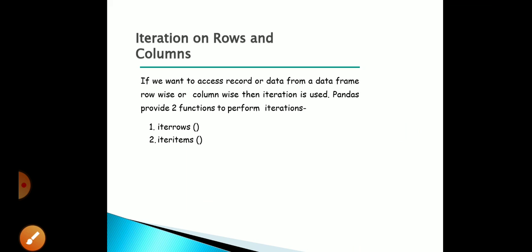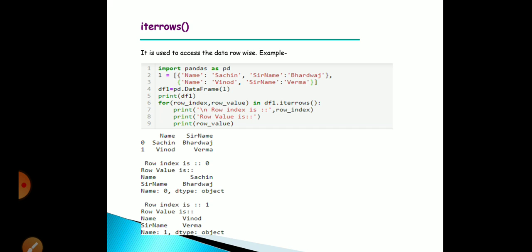Next, iteration on rows and columns. What is iteration on rows and columns? If we want to access records or data from a data frame row wise or column wise, then iteration is used. Pandas provides two functions to perform iteration. First is iterrows, if I want to get the data according to rows. Next, if I want to get the data in column format, then I'll use iteritems. So first, iterrows is used to access the data row wise.